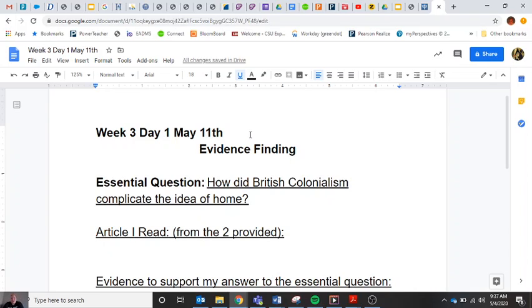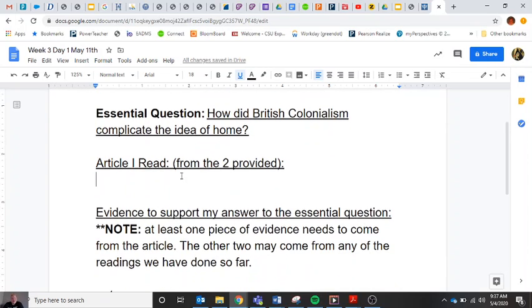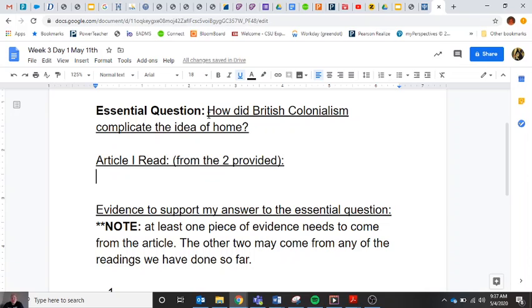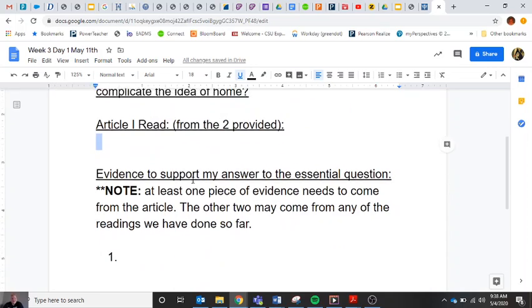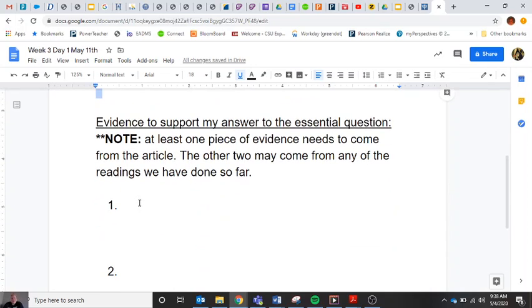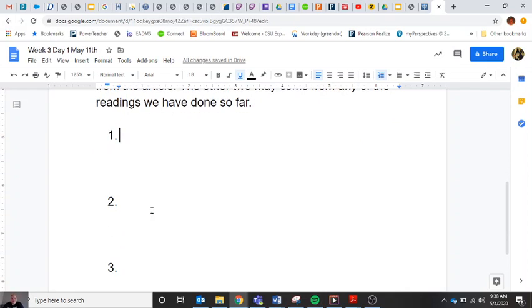This will be the document where you will record your evidence. So it does have today's date, May 11th, Week 3, Day 1, Evidence Finding. It provides your essential questions so you don't have to go back to the PowerPoint. How did British colonialism complicate the idea of home? Right here, you're going to record the name of the article that you read. So go back to the article and then record the title. And then you're going to provide your evidence. So only one of these needs to come from one of the articles that you read. The other two can come from either story that we read last week.